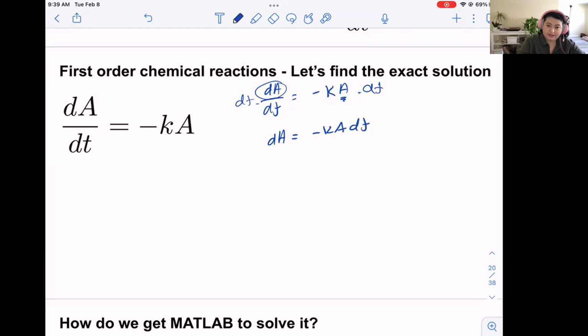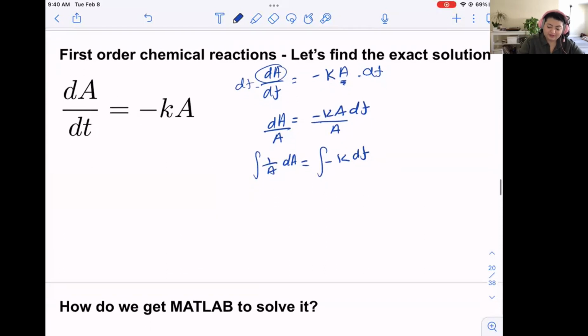Now we're trying to get the a's all together, so we'll have to divide by a, assuming that a is not 0. So negative k dt is equal to 1 over a dA. And once we have everything separate, like there are no more a's or no more t's on the wrong side, we can go ahead and take the integral of both sides. So we're going to integrate both sides.